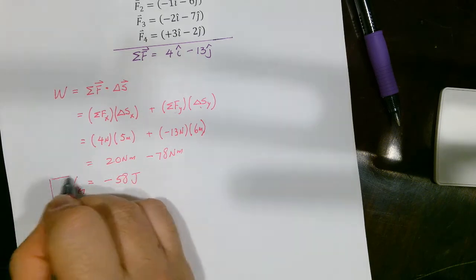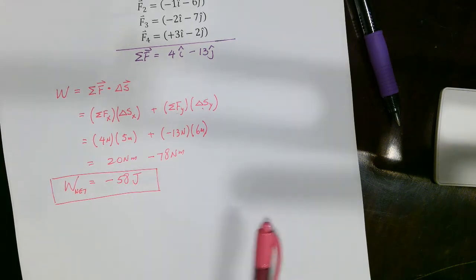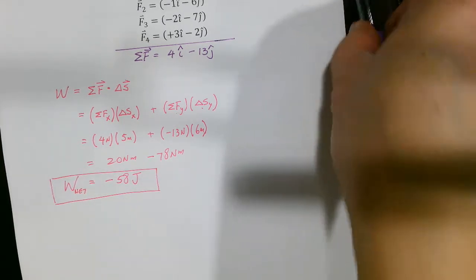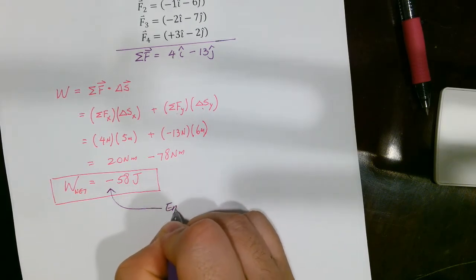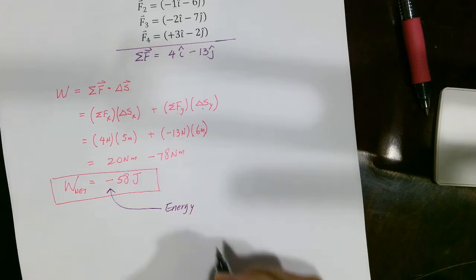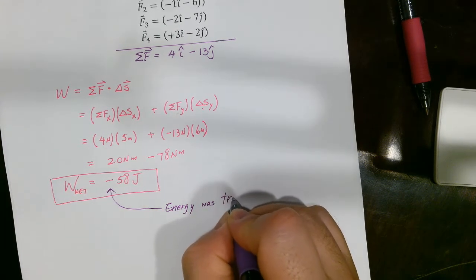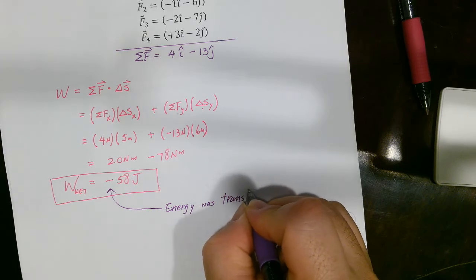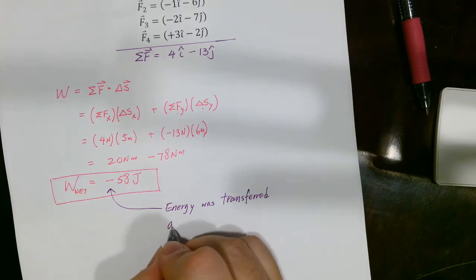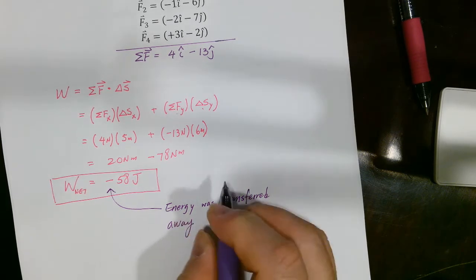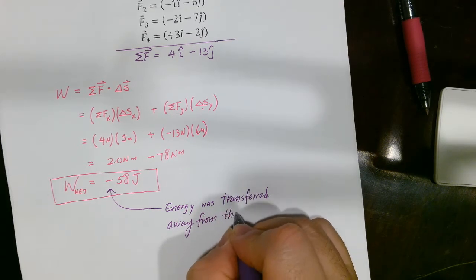Now notice that negative joules means that's how much energy was transferred away from the object.